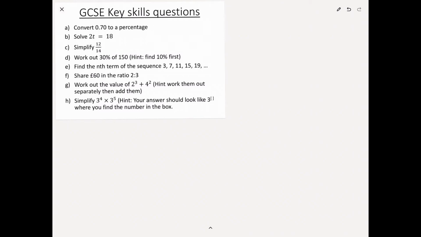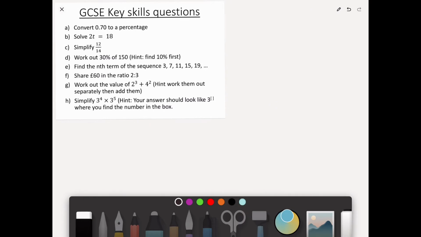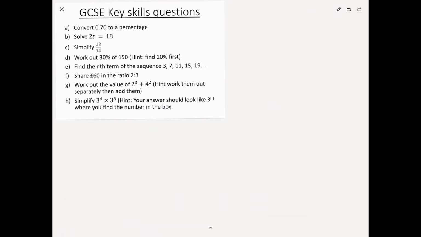E then, find the nth term of the sequence 3, 7, 11, 15 and 19. Now hopefully if you've watched the other videos on the channel you already know how to do this, so let's recap it now and see if you agree. So first we want to ask ourselves, what are we adding or taking away each time to get to the next term? Well, 3 to 7, that's adding 4, 7 to 11, add 4, 11 to 15 we add 4, and 15 to 19 we add 4.